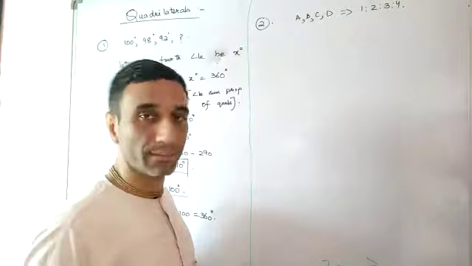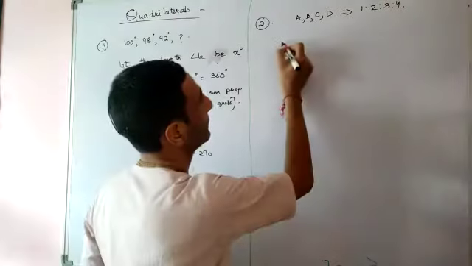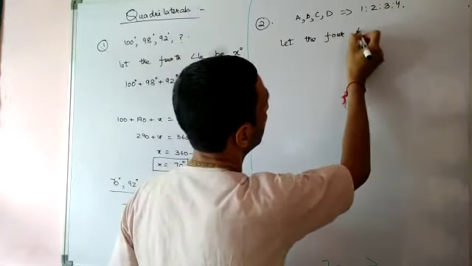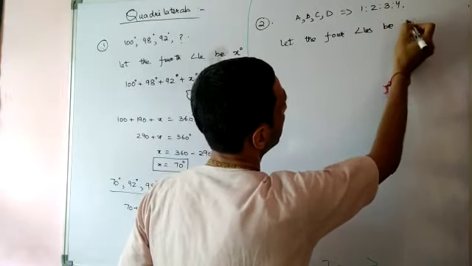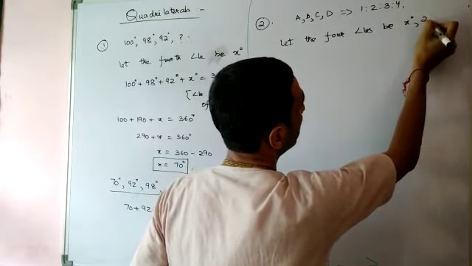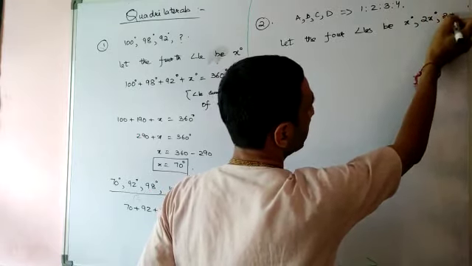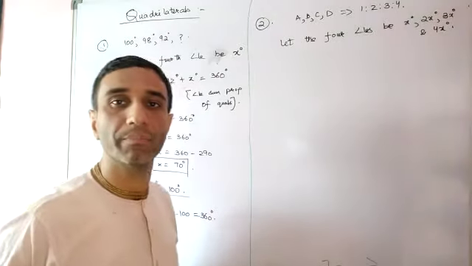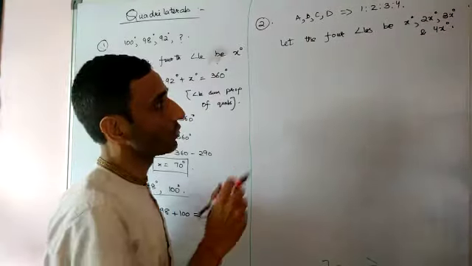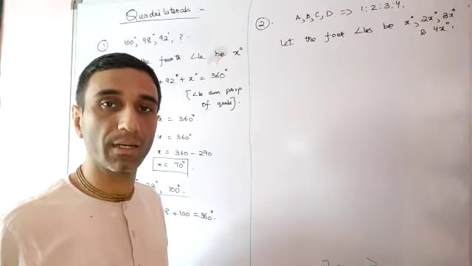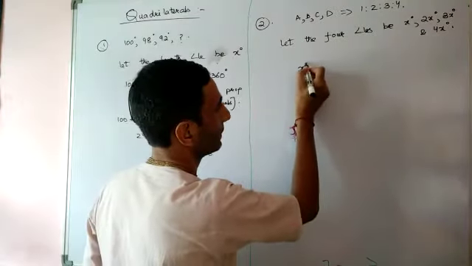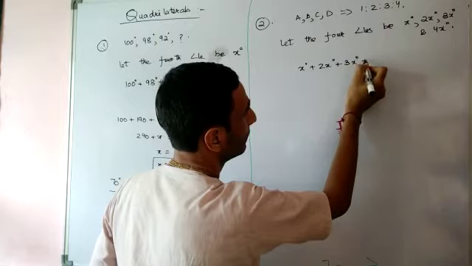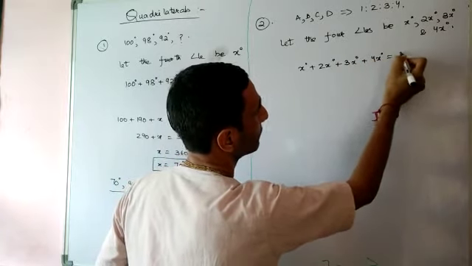Now the method is, let us suppose the four angles be x degrees, 2x degrees, 3x degrees and 4x degrees. Let these be the four angles. So now using the angle sum property of quadrilaterals, we have x degrees plus 2x degrees plus 3x degrees plus 4x degrees is equal to 360 degrees.